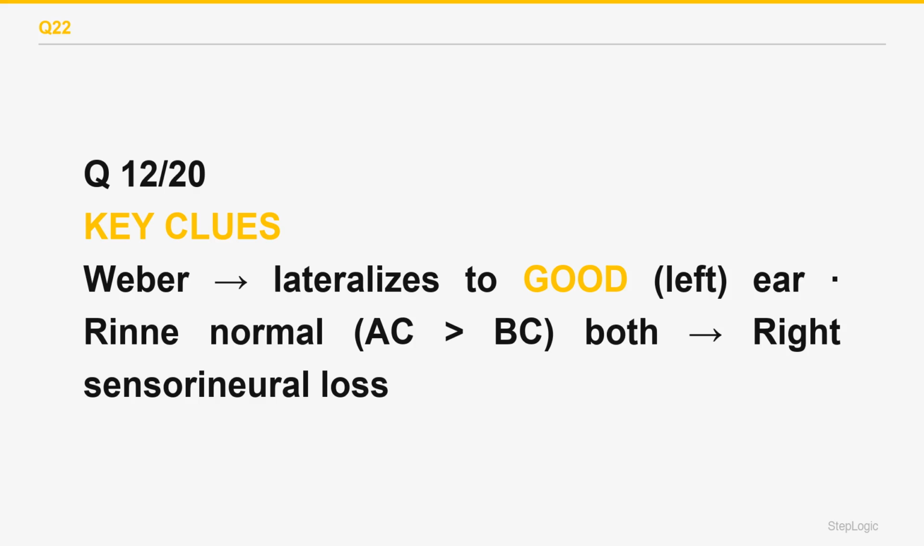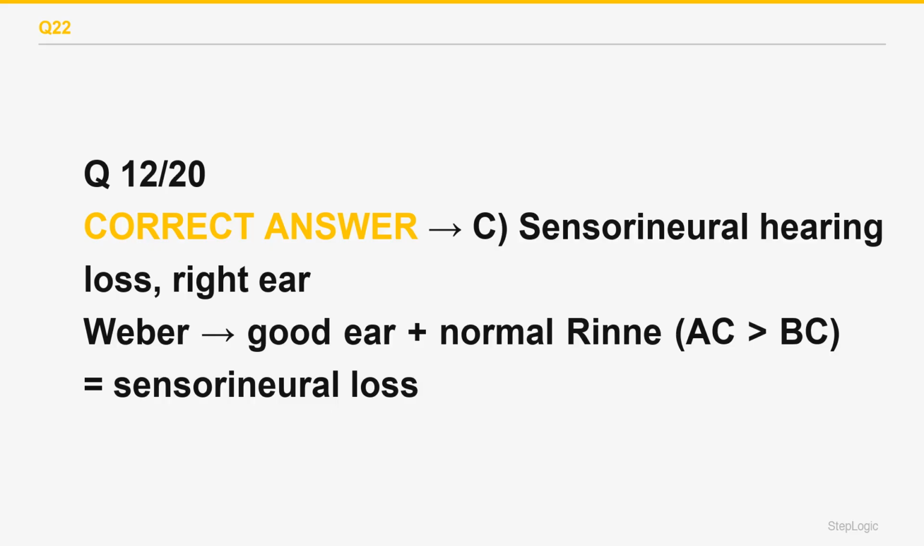The Rinne test compares air conduction, AC, to bone conduction, BC. A normal Rinne is AC greater than BC, which is preserved in sensorineural loss. Both AC and BC are reduced proportionally. Both findings indicate a sensorineural hearing loss in the right ear. The correct answer is C.